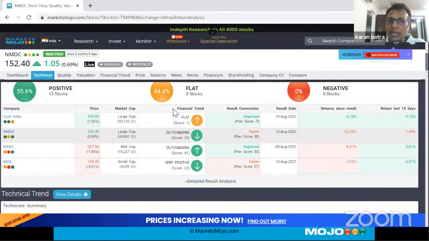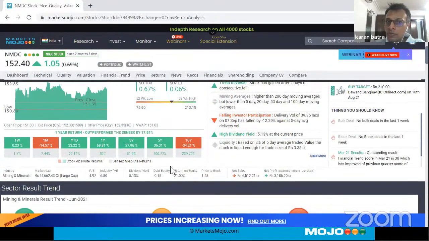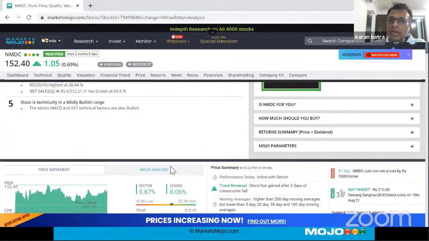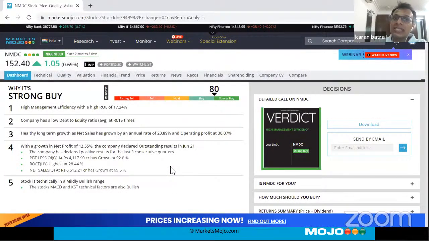It is still rated a buy in our system with a score of 80. Sorry, strong buy in our system with a score of 80. All the parameters are positive. The technical is starting to become negative, but it still has not deteriorated so much that we will have a concern and tell you, okay, now you have to exit. But having said that, we are monitoring the stock. If any change happens to the Mojo stock status, we will come back and update you.